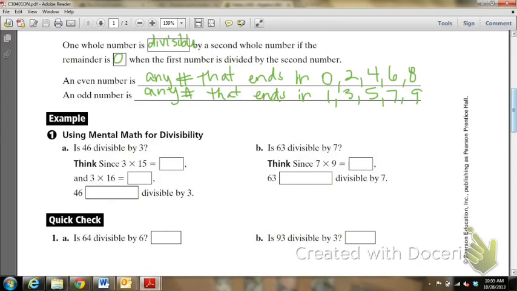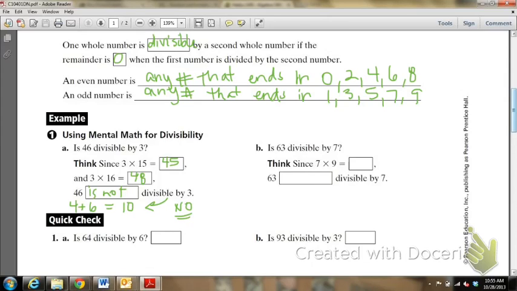So the first way we're going to look at it is using mental math for divisibility. Is 46 divisible by 3? So let's think about what 3 does multiply that's close to 46. 3 times 15 is 45, and 3 times 16 is 48, so 46 is not divisible by 3. But let's use the rule that we just talked about above. 46, so I'll take the sum of the numbers, which means add them up, and I get 10. Is 10 divisible by 3? No. So that means 46 is not divisible by 3.